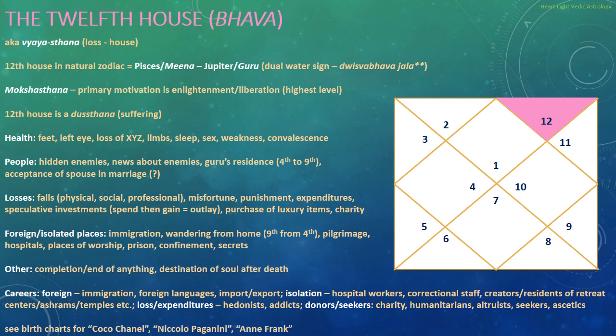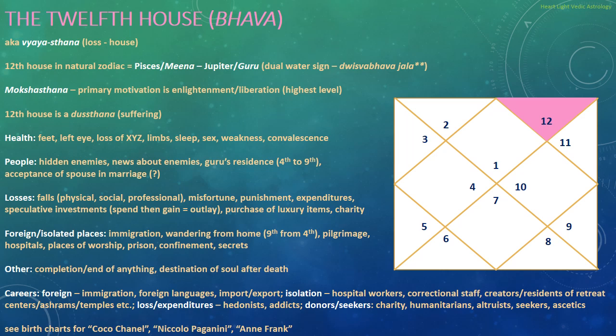So if Mars is in the 12th house, you easily assume that the person is going to have losses through those things: loss of blood, loss of muscle, loss of even vitality. Mars can be considered a vigorous planet, vitality, that sort of thing, among other things.